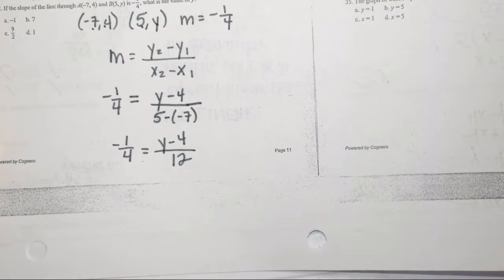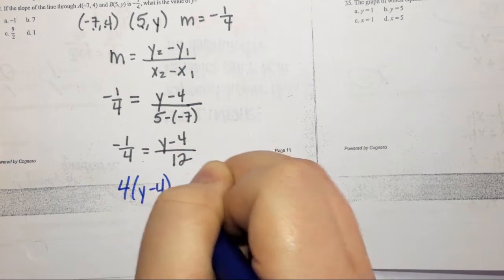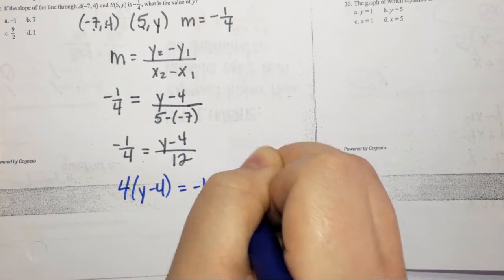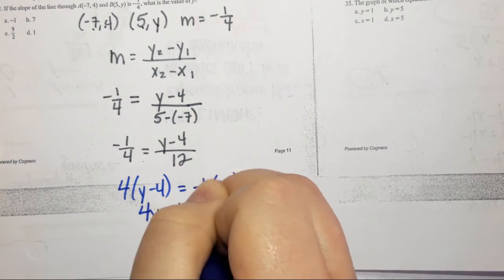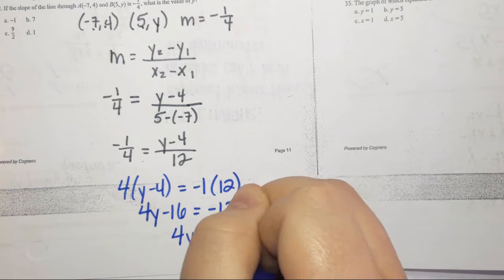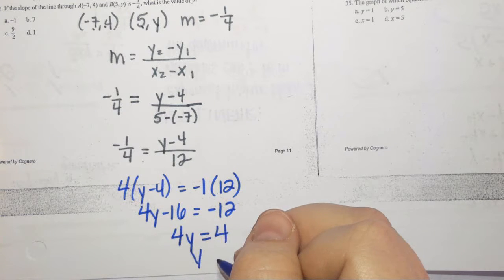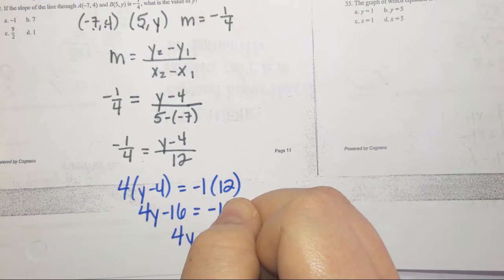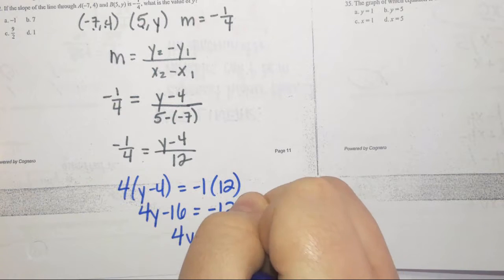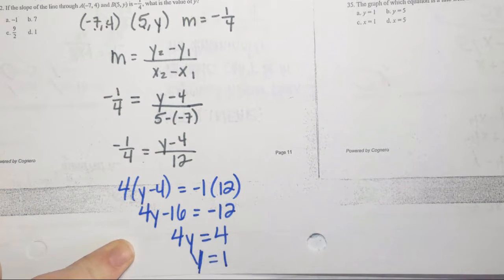If we cross multiply, we would have 4 times y minus 4 equals negative 1 times 12. So 4y minus 16 equals negative 12. So 4y equals 4. So y equals 1. That's one way, but would I have thought to do that? Probably not. I actually was thinking through in fractions.